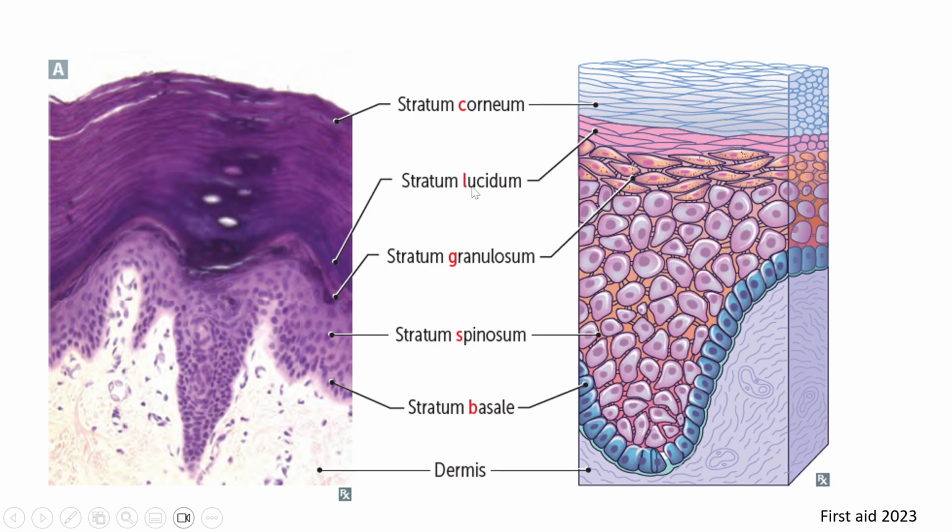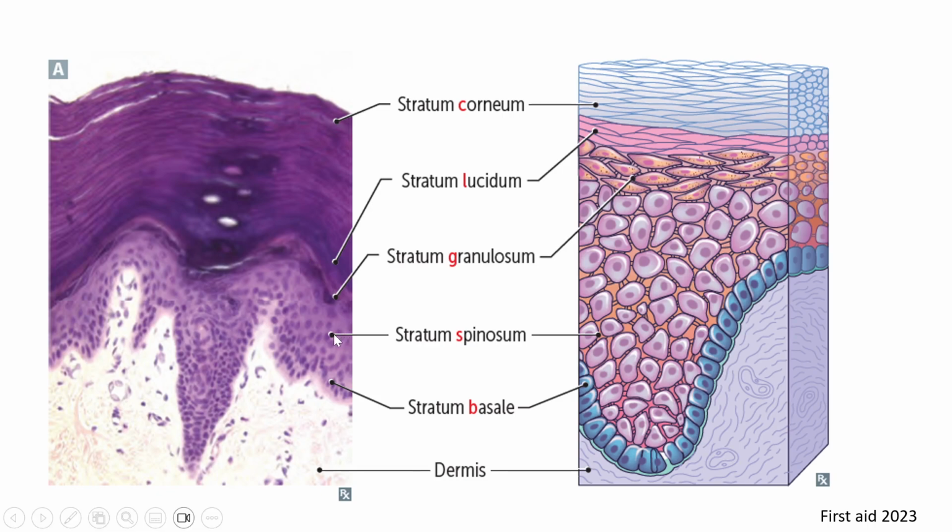And then stratum lucidum, I don't think you need to remember this. And then we have this layer called the stratum granulosum. We always call this the granular layer because the keratinocytes differentiate into this layer and we can see this purplish color. This layer is really important for some differential diagnosis, especially in the dermatitis chapter.